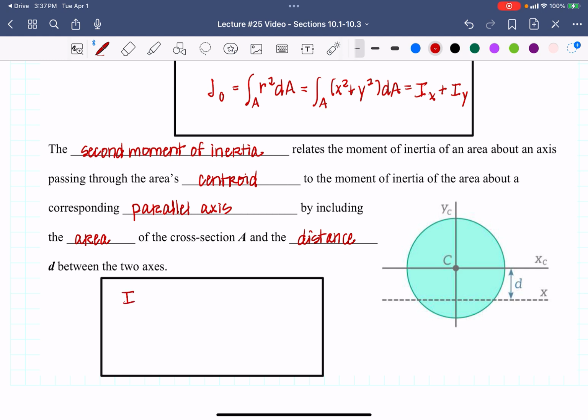So I of x equals what it is for the centroid, IC of x, plus the area times the distance in the y direction squared. I of y equals IC, so that's about the centroid of y, plus A times d in the x squared. And the polar moment of inertia equals J about the C plus the area times the distance squared.